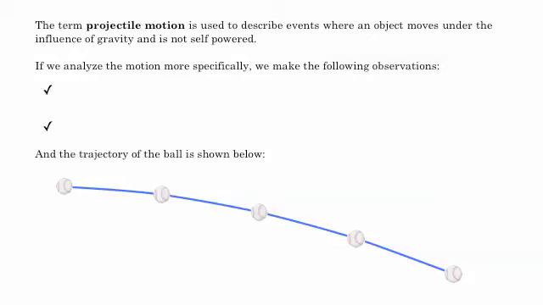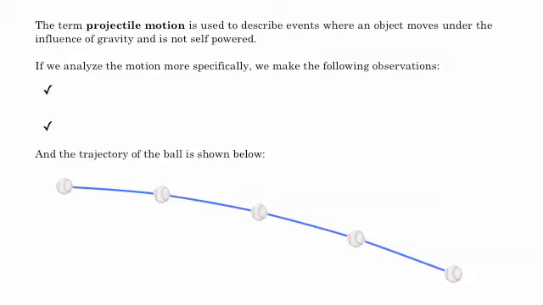Okay, so rockets or anything like that really don't travel in projectile motion because those things are self-powered. But a baseball, for example, travels only under the influence of gravity as soon as it leaves the thrower's hand. So let's take a look at this kind of projectile motion very specifically, because we can make a couple of observations.